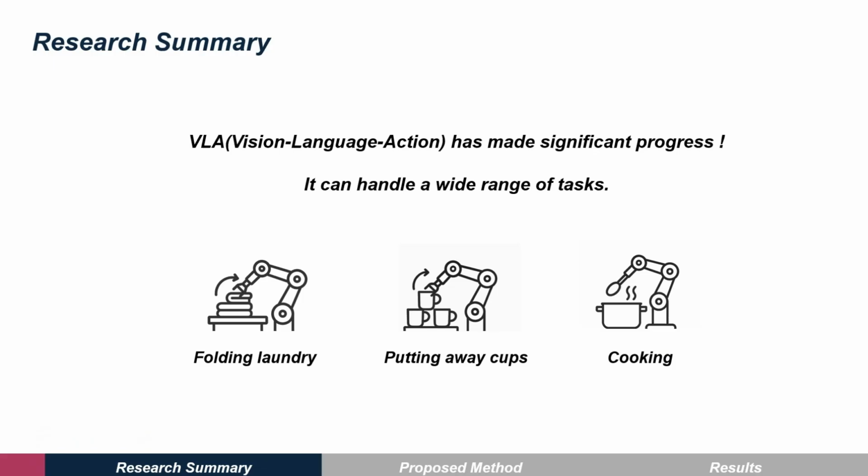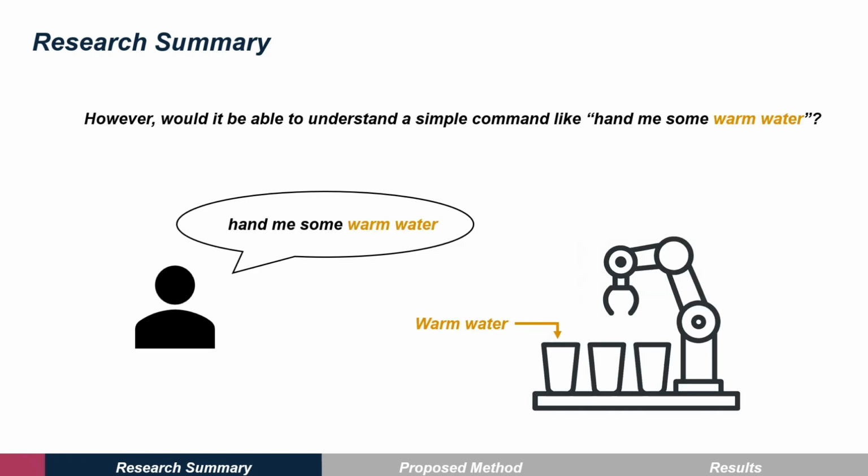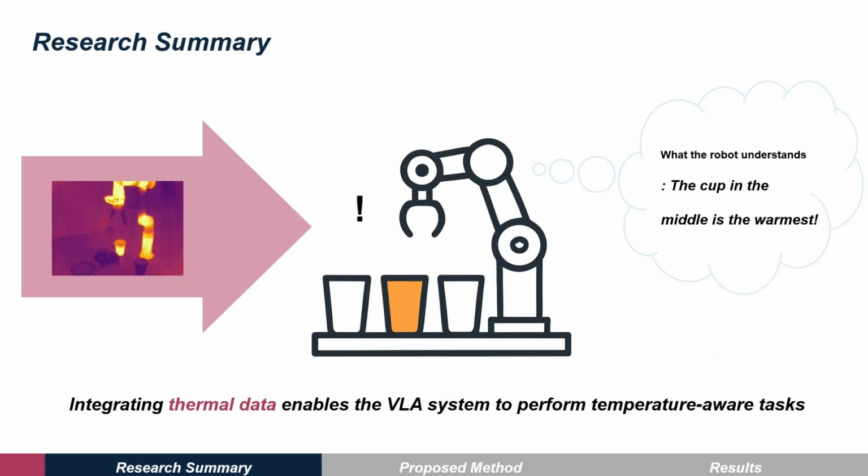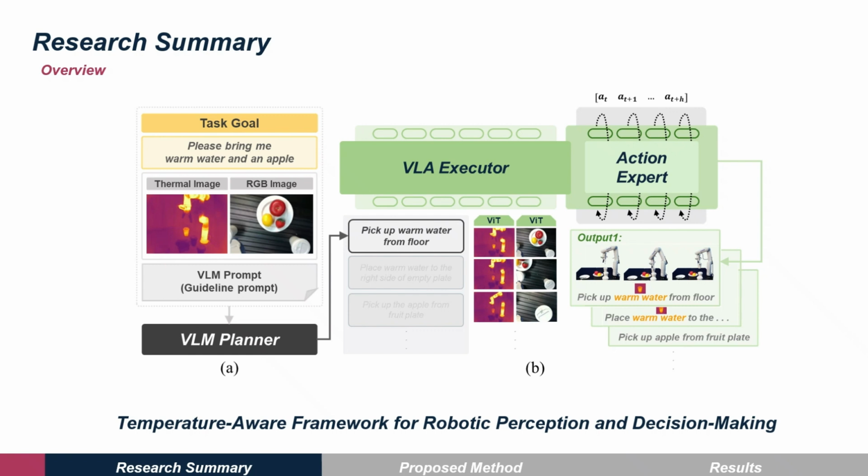Recently, vision-language action models have been widely studied. They enable robots to perform diverse real-world tasks. However, what if the robot receives a command, such as, "Hand me some warm water"? The robot can only rely on the visual information of the cup. To address this limitation, we propose a novel framework, TermoAct, which integrates thermal information.